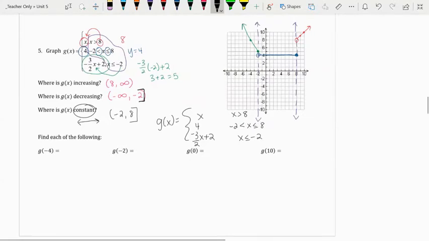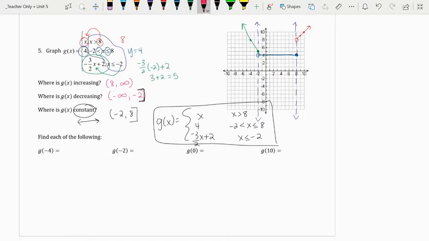Off at number 5, I just rewrote the problem right here. We are going to try and find certain values. So the first one is saying g of -4. Now I know from your knowledge from this class that we're going to take that -4 and plug it in for x, right? The problem is that I don't know what equation to plug into.